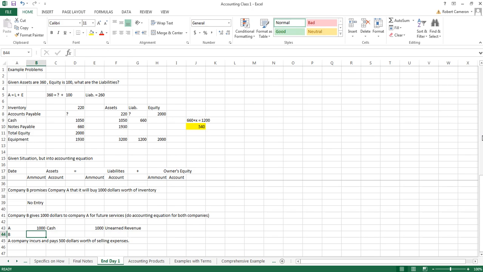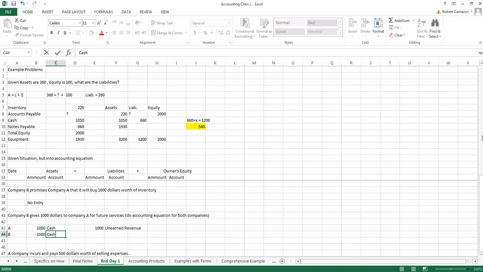And as far as Company B goes, well, sorry, I have to give myself some more room. As far as Company B is concerned, they paid $1,000. And then, well, this is a prepaid. So they have $1,000 in prepaid services. It could be prepaid rent. It could be prepaid anything.